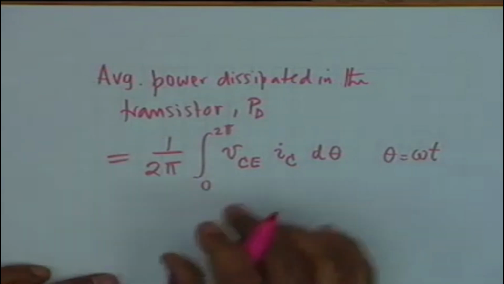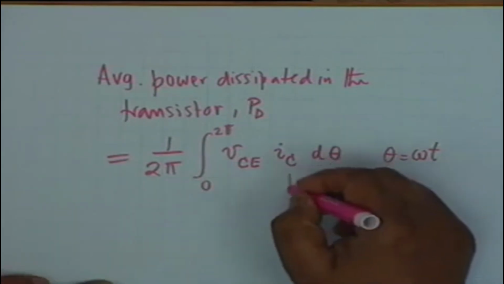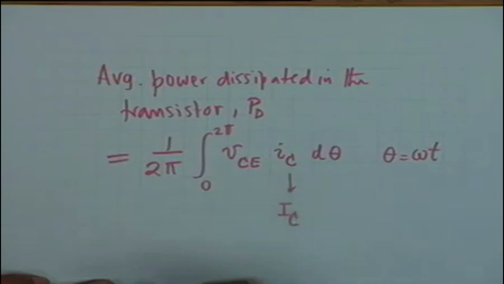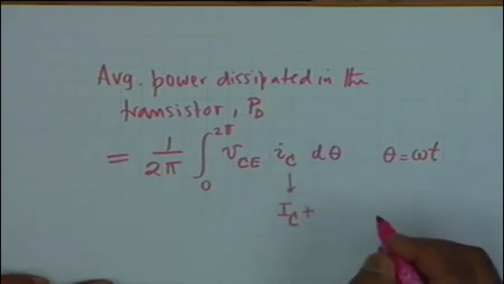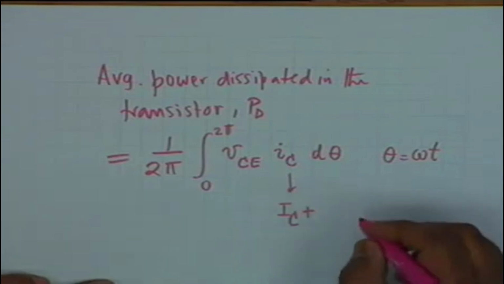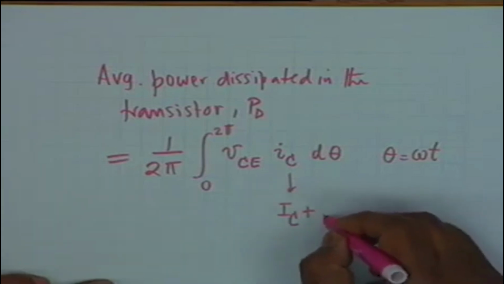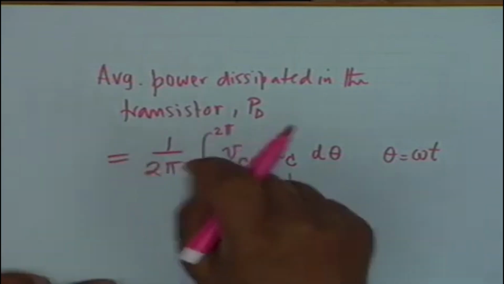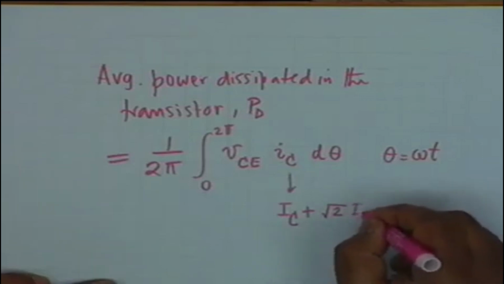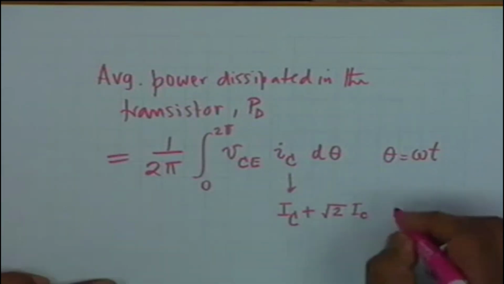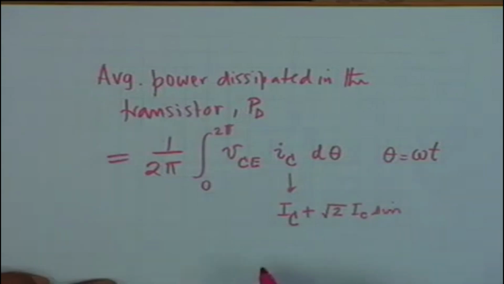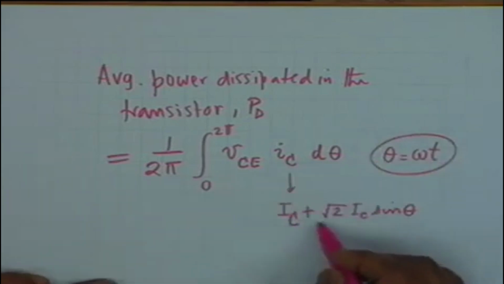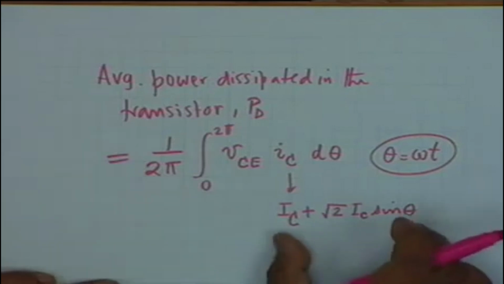Where we have assumed sinusoidal variations. Now, if I assume that I sub c, the total collector current, is equal to the DC collector current plus the AC collector current. The AC collector current would be root 2 I small c, the RMS value, times sine of omega t, which we have put equal to theta, sine theta. If I sub c is taken as this, is the point clear?